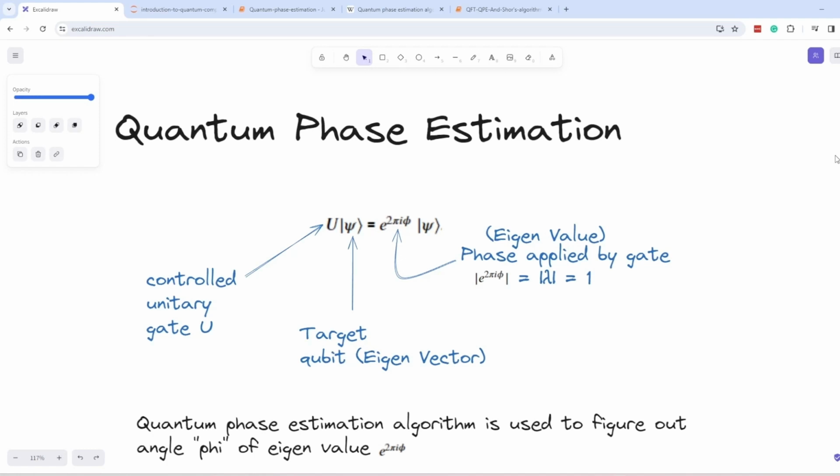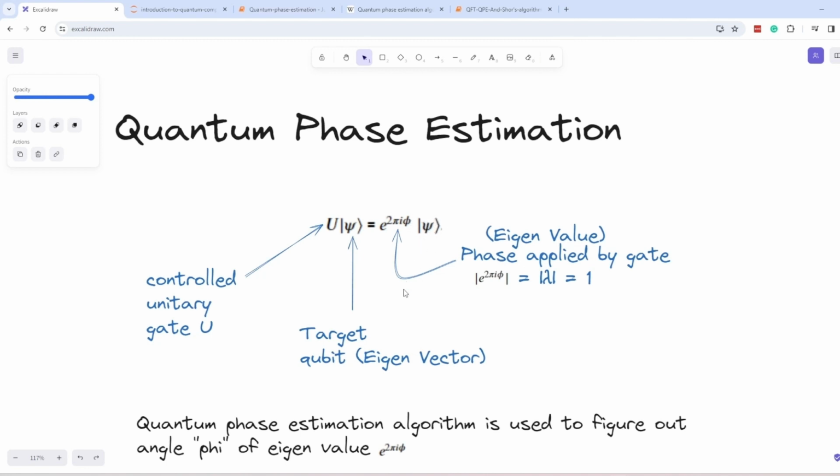Hi, in this video we will see what the quantum phase estimation algorithm is. The quantum phase estimation algorithm is used to estimate the value of phi for this equation, and this equation says that when a unitary gate U is applied to its eigenvector phi, then it yields an eigenvalue and this eigenvector as it is.